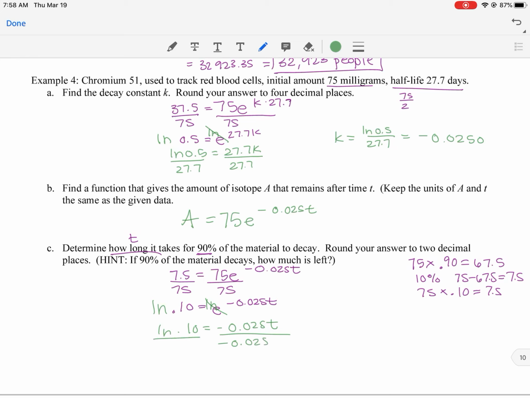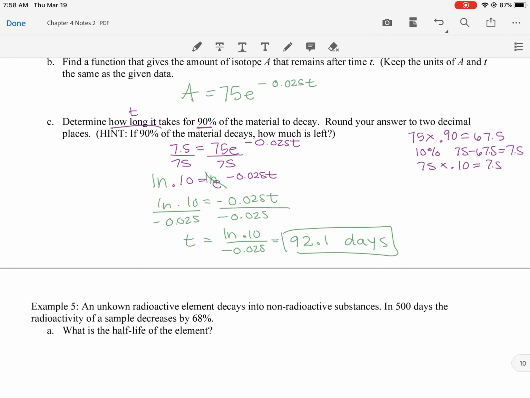You divide both sides by that negative. And you may be like, oh, that's kind of weird, I'm dividing by a negative, but if you take natural log of 0.10, that is also a negative number. So it all ends up working out. We will get a positive time here. So natural log of 0.10 divided by negative 0.025 equals 92. In this case, since t was days, we're going to round it as, it says 2 decimals, sorry, 92.10 days. And it's got to match the time here, so since that's days as well.